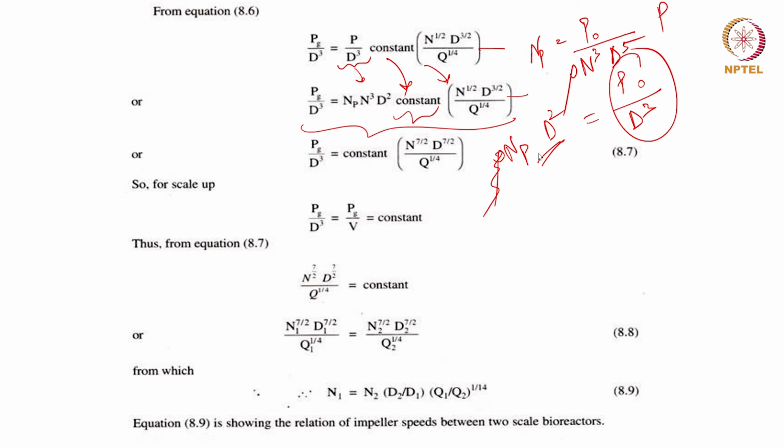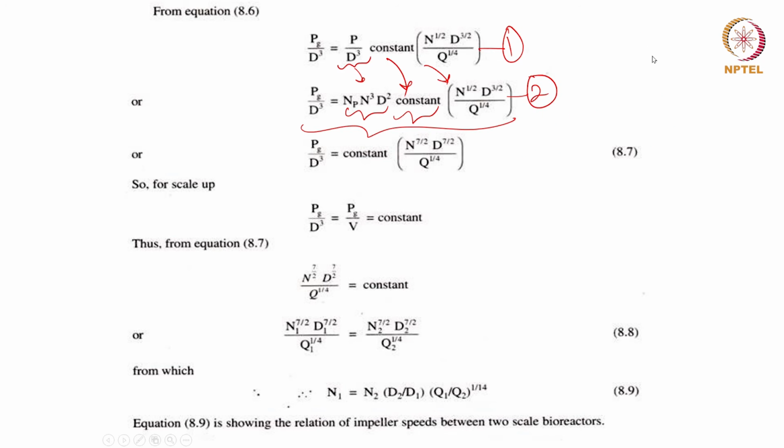So this will become NP times n cube. So this is what it is. So the power number goes up here. So this is multiplied by the power number, n cube d square, and we are keeping P naught by d cube on the RHS. So then your equation 1 can be rewritten in the form of equation 2 from the power number correlation.